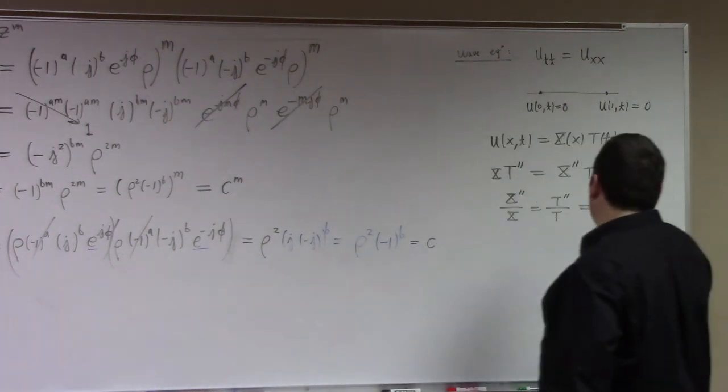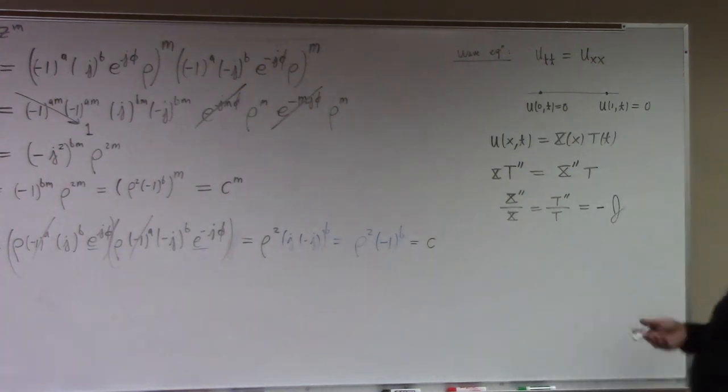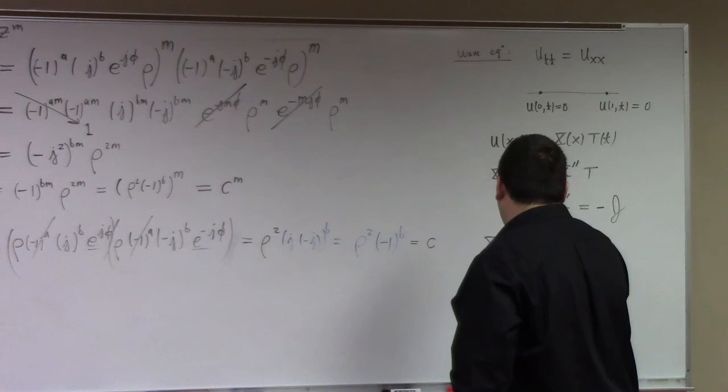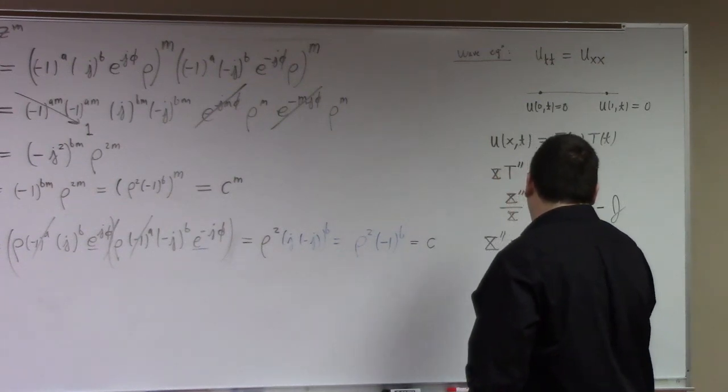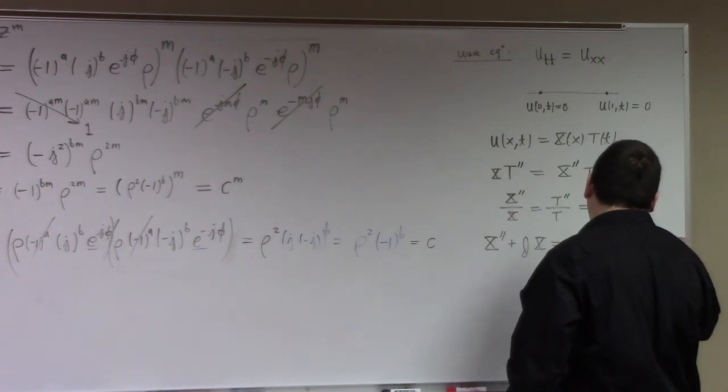Set that thing equal to, say, minus j. And then we face two ODEs to solve: X'' plus jX equals 0, and T'' plus jT equals 0.